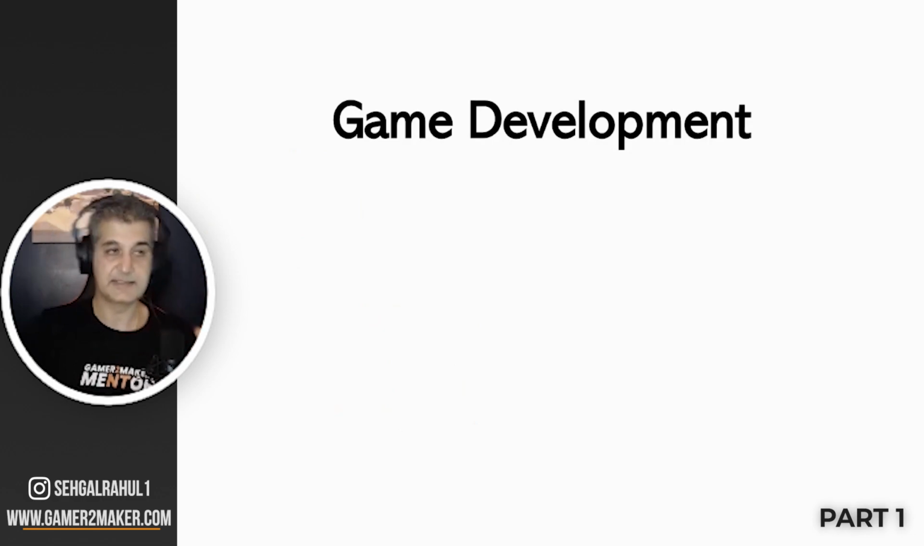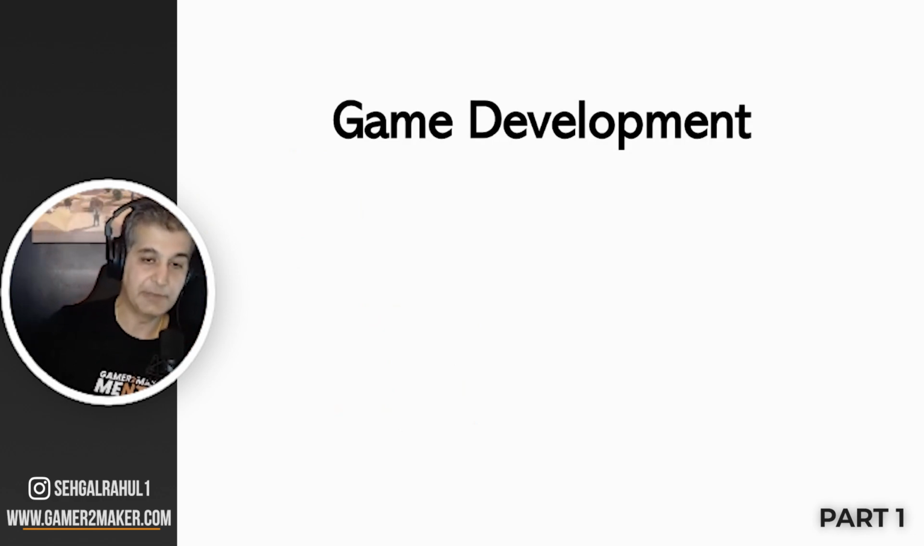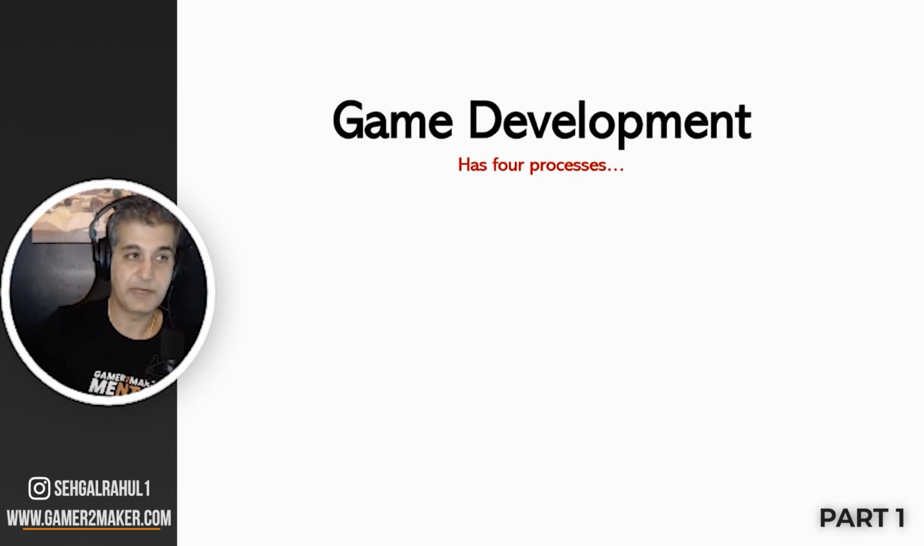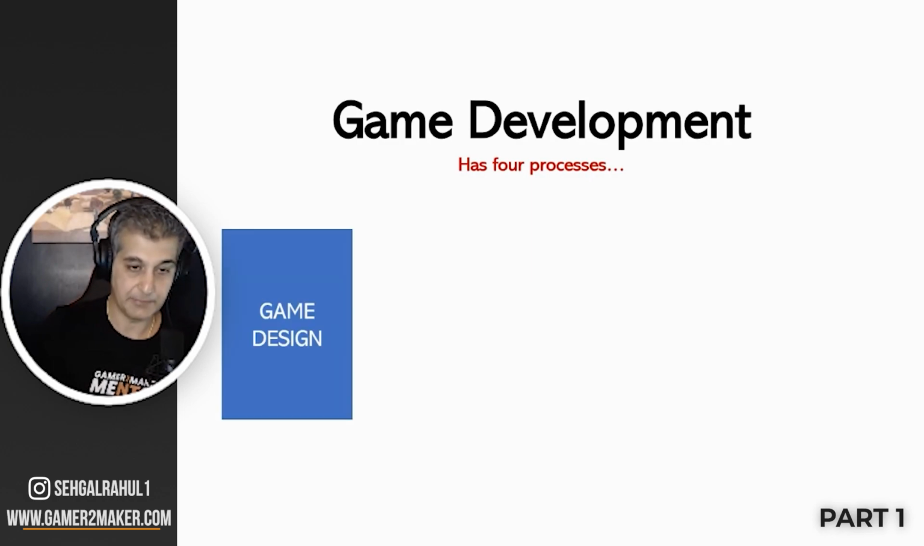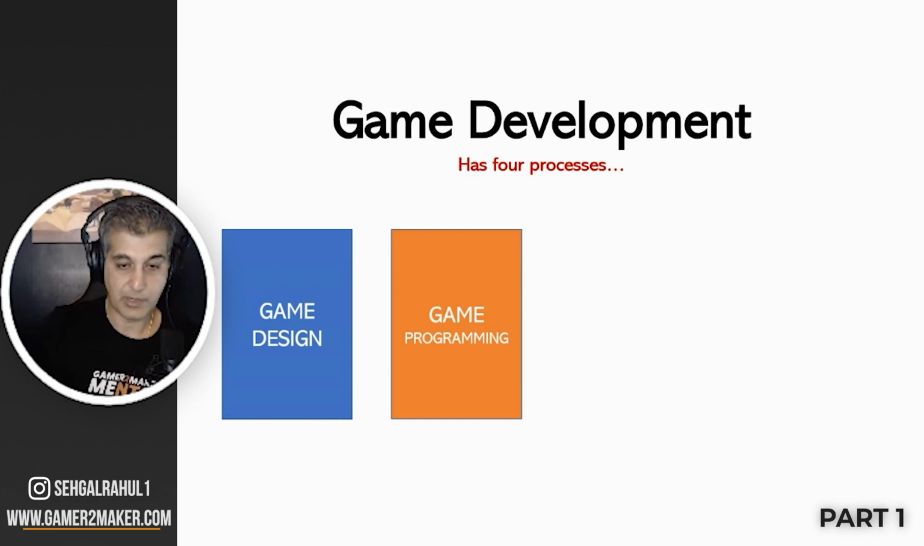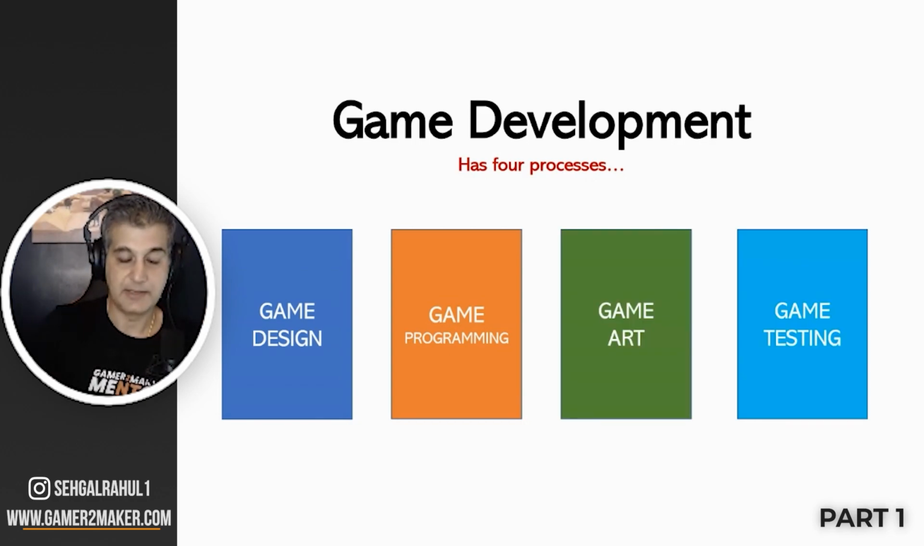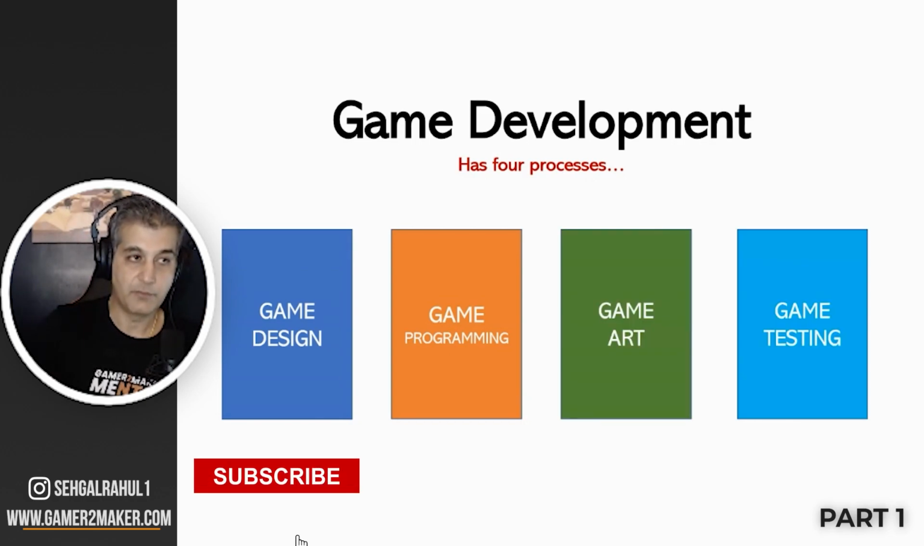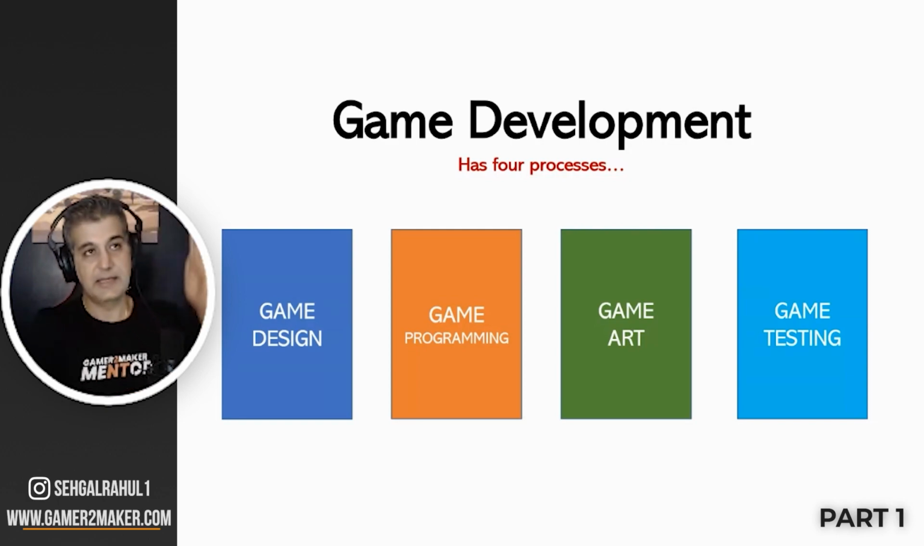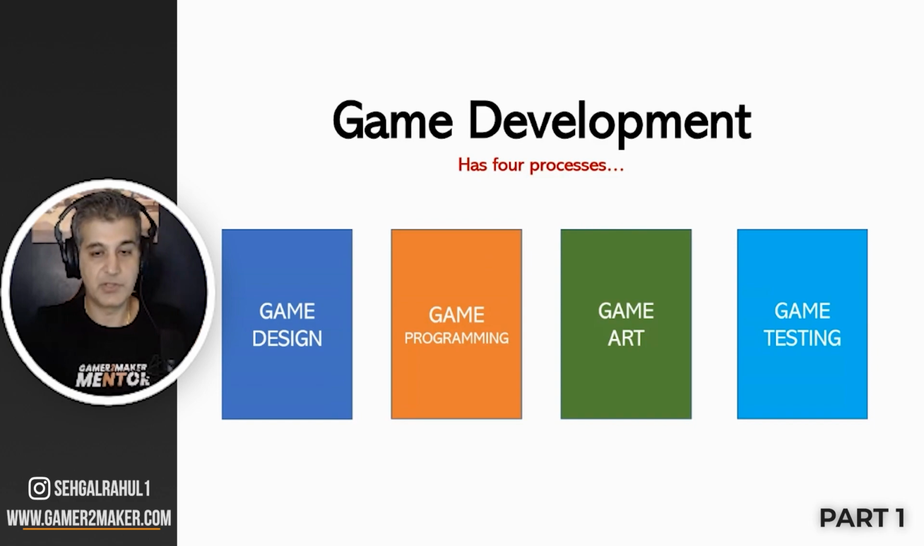First, let's understand a little bit about the game development process. Okay, game development has four processes. Firstly, there is game design. Next, there is game programming. There is game art, and there is game testing. These are four very, very different processes. And if you want to understand what is game art, you have to understand where it is in the process of game development. So you have to understand the entire development process.